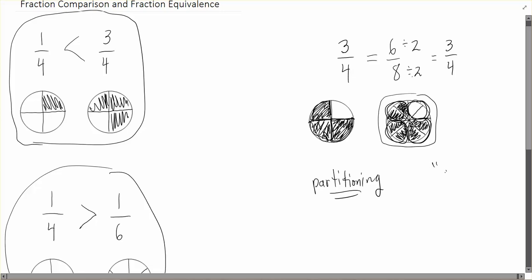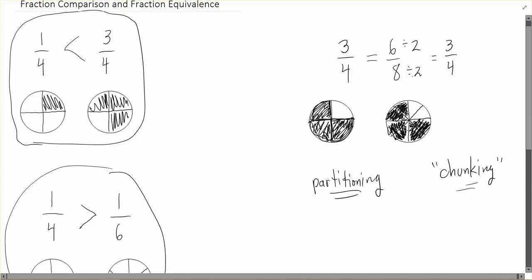I like to use the term chunking. I take my 8 pieces and I chunk them together into groups of 2, and how many pieces do I end up with? 4 pieces. That's exactly what the denominator is saying. I took my 8 pieces, put them together by 2's, and I ended up with 4 pieces. Why do I do 6 divided by 2? Because I had 6 shaded in things, and I put them in groups of 2 each, and I ended up with 3 that were shaded in. 1, 2, 3. And so this idea of dividing by the same thing is this idea of chunking things together to also give us equivalent fractions.